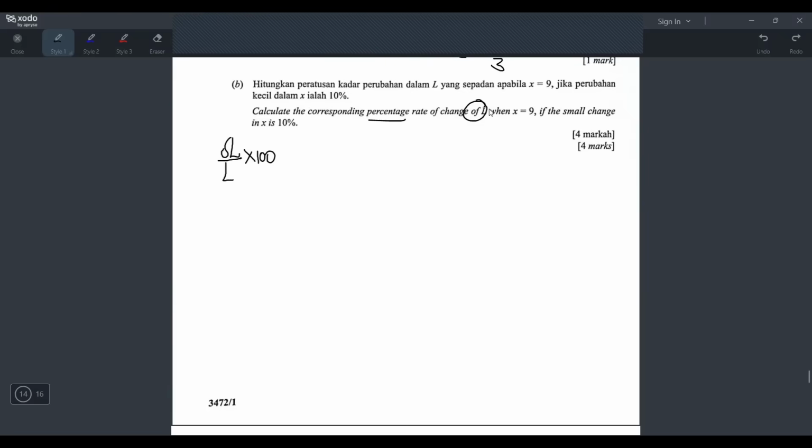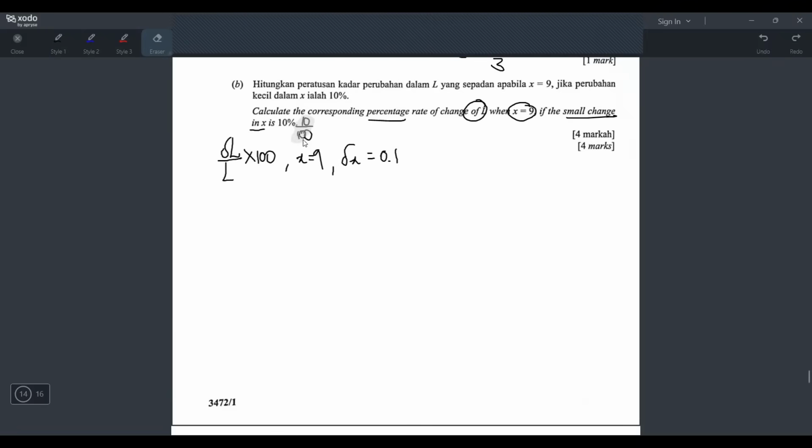So no problem, let's see what else they want. When x equals to 9, so the x is equal to 9, and we can say that this x is the original value of x. If the small change in x is 10%. So small change in x means delta x. Okay, a lot of students will write equals 10 like this. Okay, it's wrong. Or maybe a common mistake is student will write 0.1 because 10% is 10 divided by 100, right? This is also wrong.